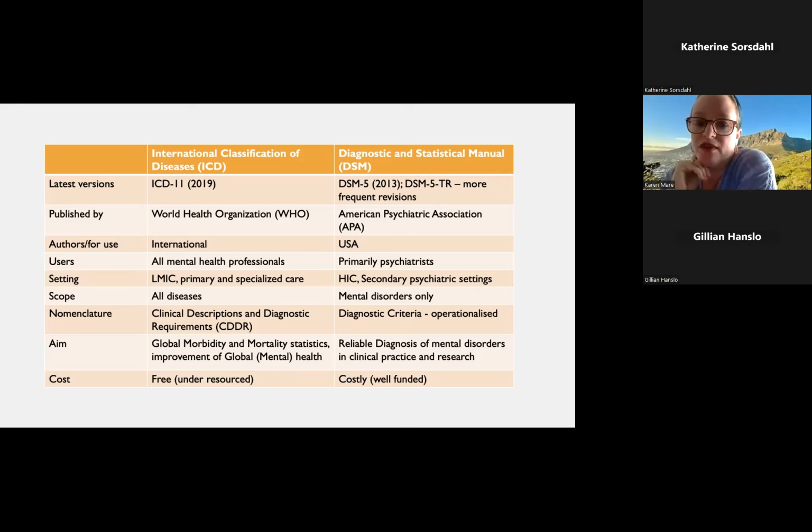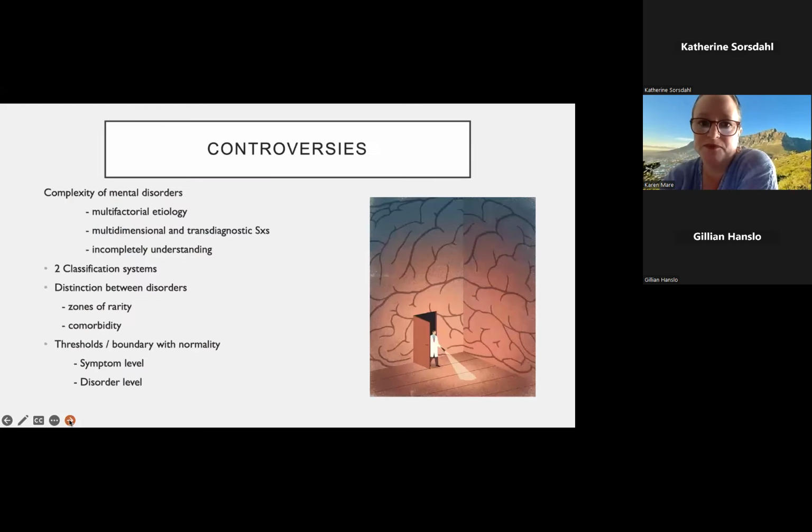Whereas for DSM, their remit is similar but distinct, in that they want reliable diagnosis of mental disorders in clinical practice and research. Now, the ICD is freely available, and I'll show you where, but that means that they are under-resourced. Because they are under-resourced and because they encompass all diseases, it takes much longer for a new version to come out. Whereas DSM is expensive, but at least that means they are well funded. And because they only cover mental disorders, they come out with newer versions much more frequently.